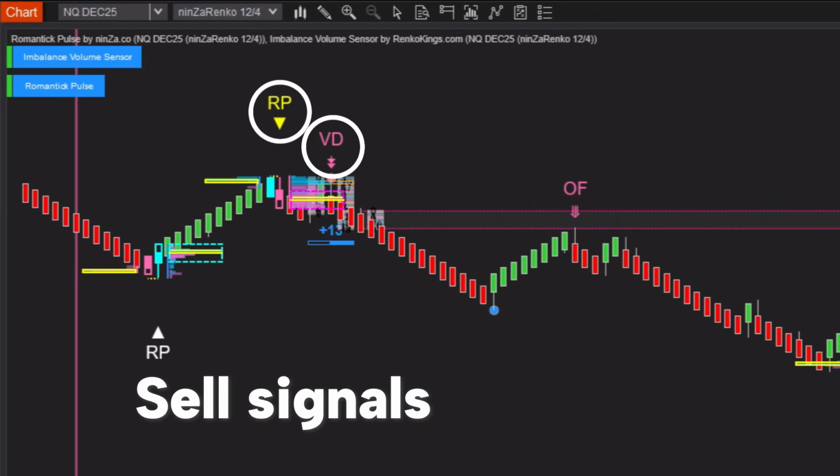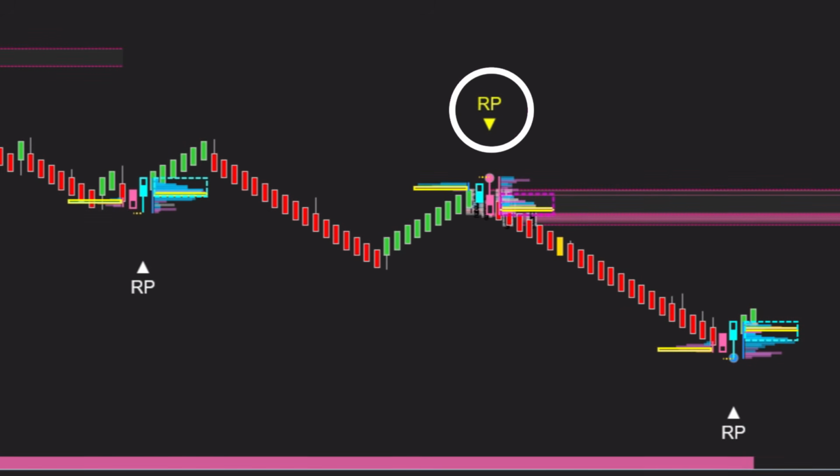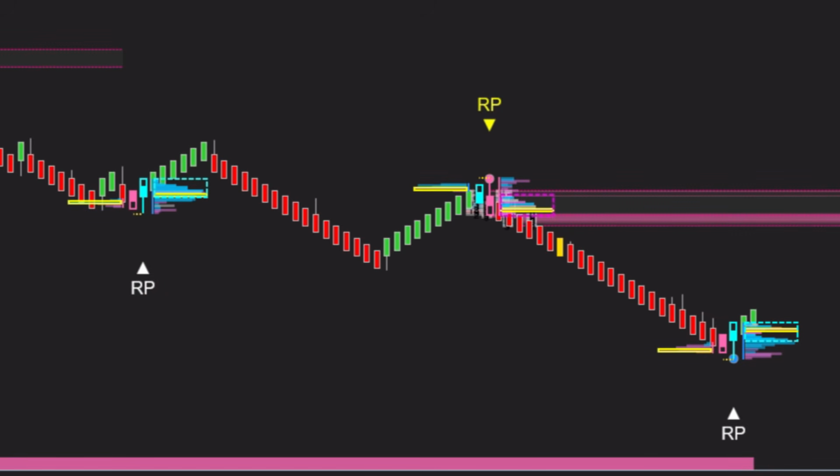Next, you'll notice that the first signals appearing at the start of a new downtrend often come from Romantic Pulse. This gives us a strong entry position, as the early signal allows us to catch the trend right from the beginning, before the market makes its larger moves. And throughout the entire downward movement, we will continue to receive additional trade signals from both imbalance volume sensor and Romantic Pulse. These signals provide more opportunities to engage with the trend while also reinforcing the strength of the sellers at each stage of the decline.